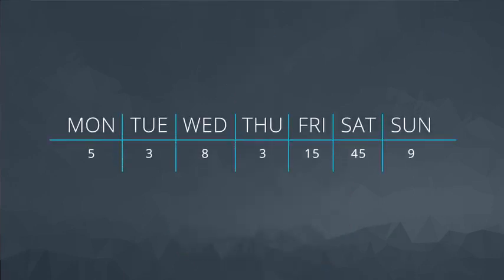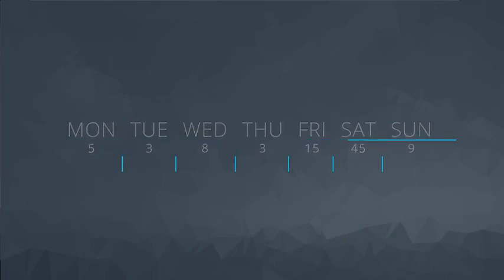To illustrate how each of these measures is calculated, consider this table of the number of dogs I see at the coffee shop in a week. From the table, we can see that on Monday, I saw 5 dogs. On Tuesday, I saw 3 dogs. On Wednesday, I saw 8 dogs, and so on.